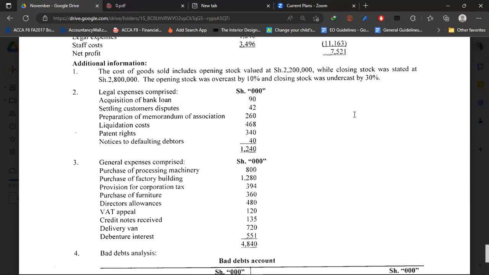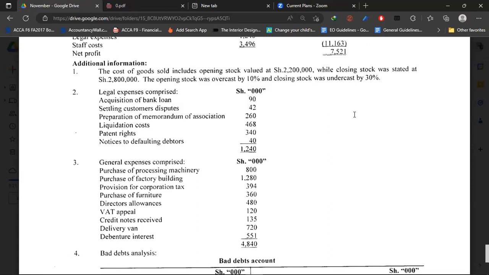General expenses comprised purchase of processing machinery 800, purchase of factory building 1280, provision for corporation tax 394, purchase of furniture 360, directors allowances 480, VAT appeal 120, credit notes received 135, delivery van 720, debenture interest 551.